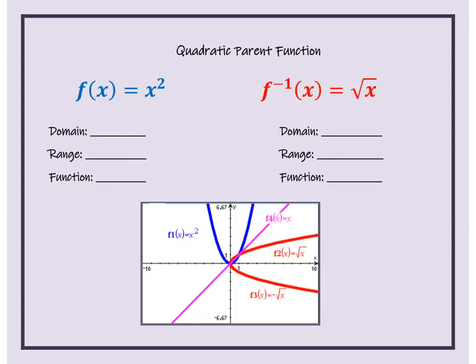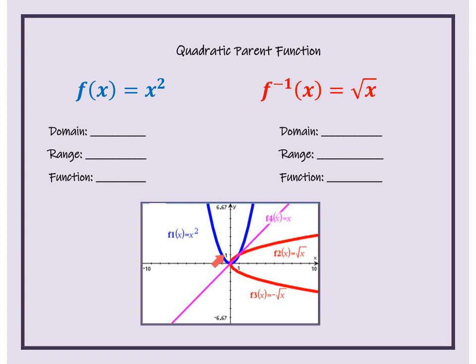Okay, so let's talk about a quadratic parent function. The quadratic parent function is f of x equals x squared. It's this blue graph right here. I already found the inverse. The inverse of a quadratic is a square root. What I had to do, if you can tell, is the positive square root and the negative square root. So if I fold this blue graph over this pink line, which is y equals x, this is where the graph ends up.